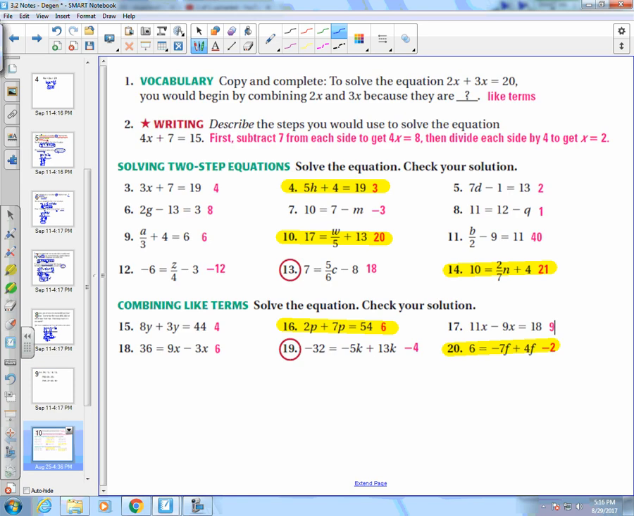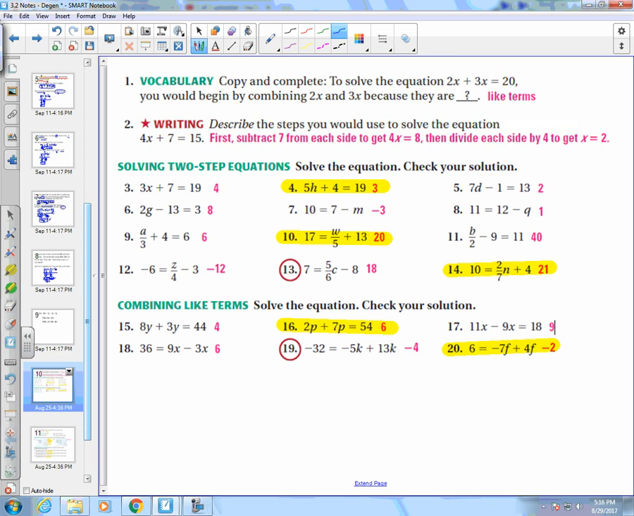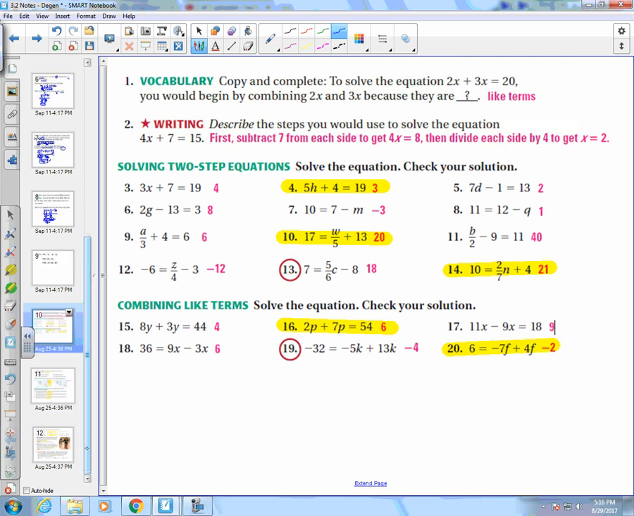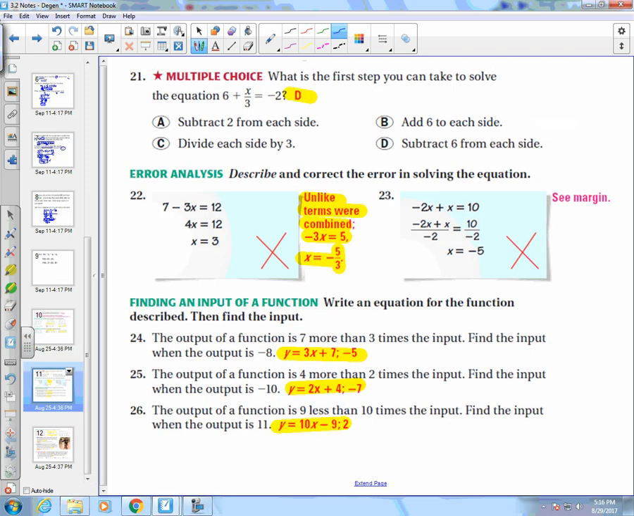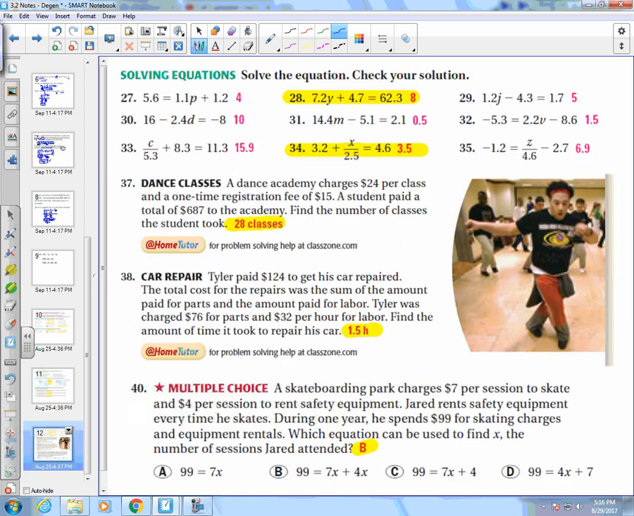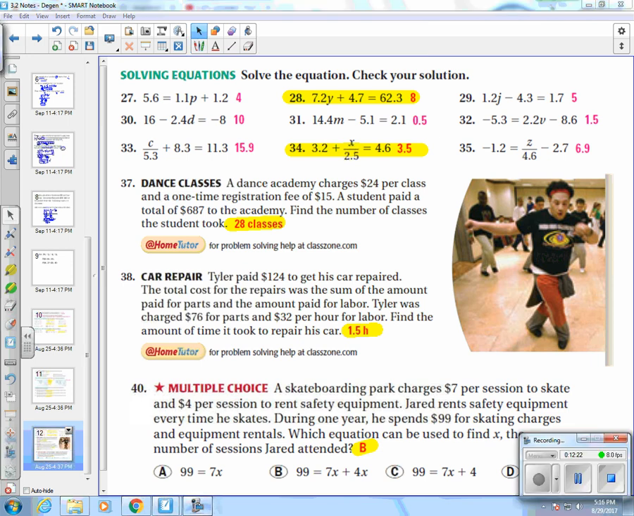So here are the answers. You can stop the video to be able to see them, and I'm going to give you a few more answers. Here are some more. And the last page, here are the rest of the answers. So you can just stop the video and check those out. If you have questions, please stop in and see me.